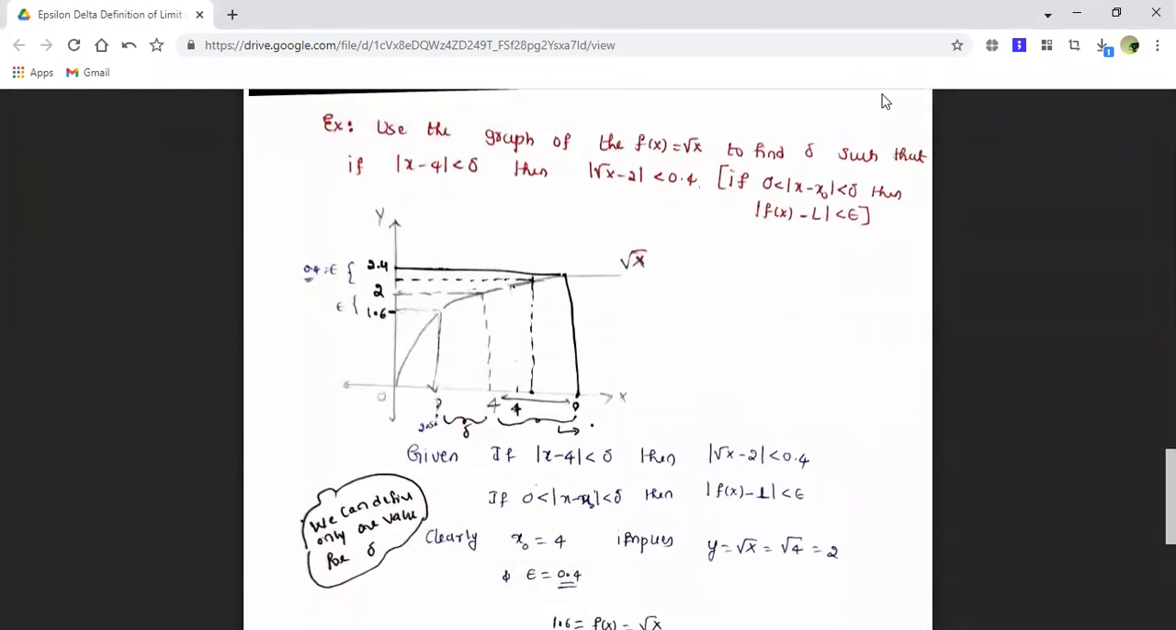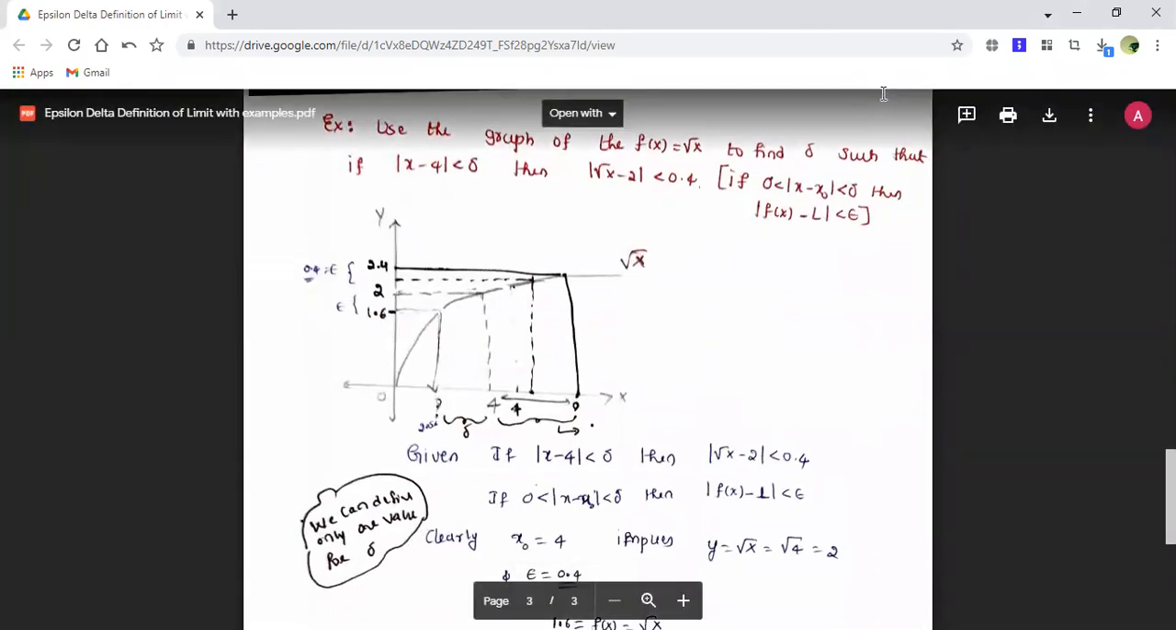So in this example, what they have asked is, we have to use the graph of the function f of x is equal to root x, and find out what delta is, such that modulus of x minus 4 is less than delta, and then modulus of root x minus 2 is less than 0.4. Clearly, guys, if you give a little attention here, your function is given as f of x is equal to root x, and the quantity they have given matches our epsilon-delta definition.